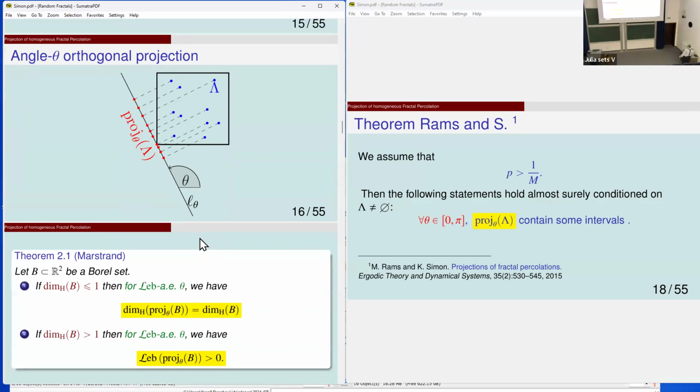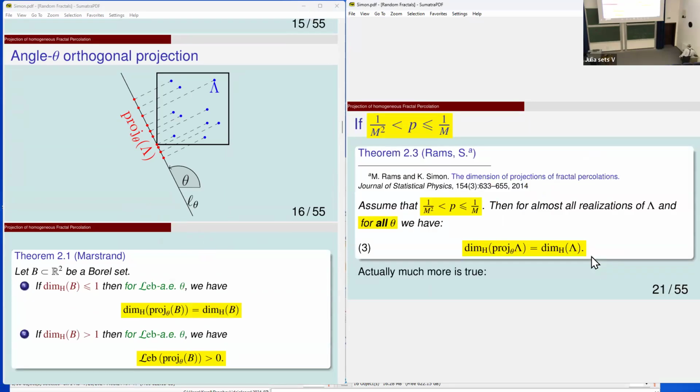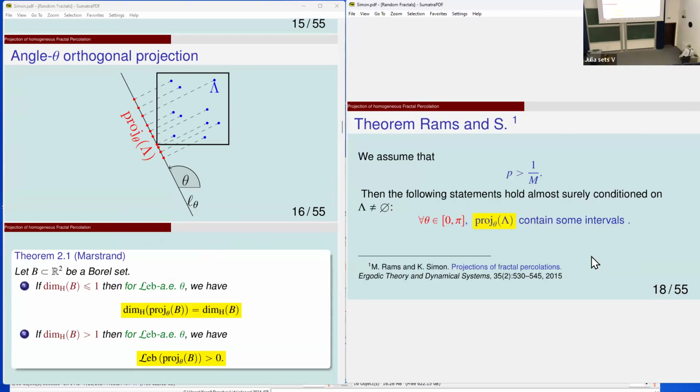Sorry, I need to learn. This is the very first time I do this. So our theorem with Michal Rams, which was proved quite a few years ago, says that if p is bigger than 1 over m, which means that the Hausdorff dimension is bigger than 1, then whenever the process does not die out, so lambda p is not the empty set, almost surely the Hausdorff dimension is bigger than 1. This condition is equivalent to what I wrote over there.